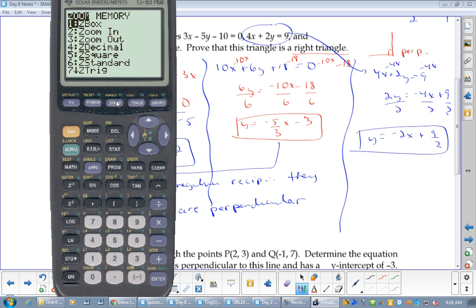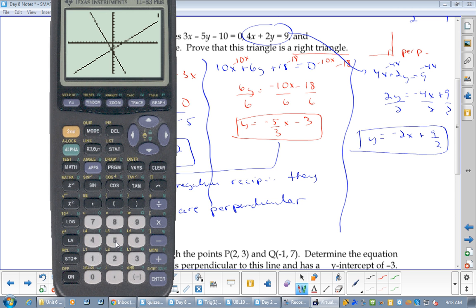But if you go Zoom 5, Zoom Square, it'll actually make the increments the same on both axes. And you can see that looks much more like a right angle triangle. And this one may look like it's sort of parallel, but it's not. It's going to come, and it will meet it about down here somewhere. Here's your right angle triangle. There's your right angle right there.